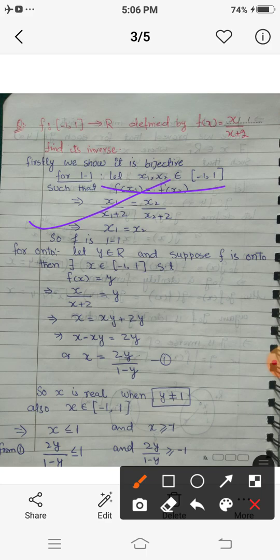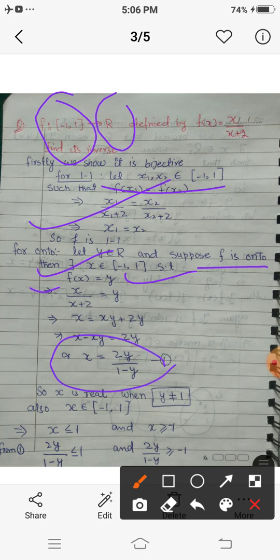Now for onto. Let y belong to R. Suppose that f is onto, which implies that there exists x belonging to the interval [-1, 1] such that f(x) = y. Here y is a particular, fixed element from R. We will find the value of x and check whether it belongs to the interval [-1, 1] or not. Here f(x) = y means x/(x+2) = y. By multiplication and cancellation, x = 2y/(1-y).